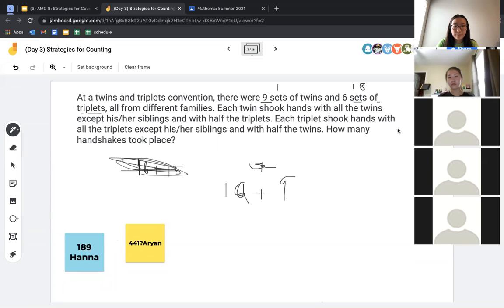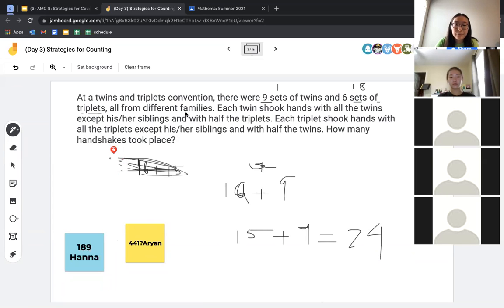And then each triplet is going to shake hands with all of the triplets except for their siblings. So they have 2 siblings here, and so they're going to shake hands with 15 people plus 9, which is half the twins. So then we have 24 handshakes.